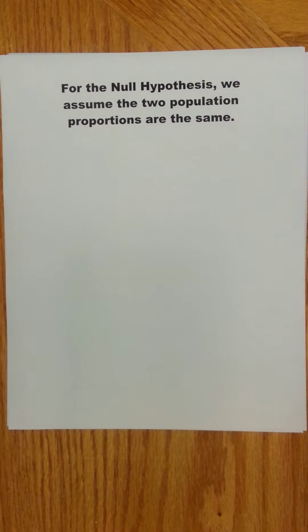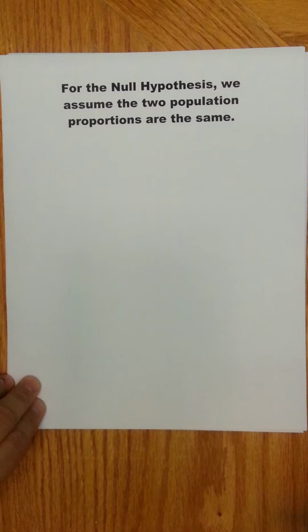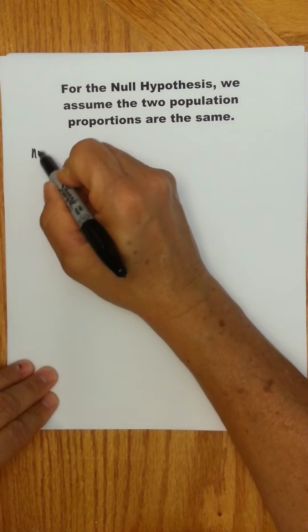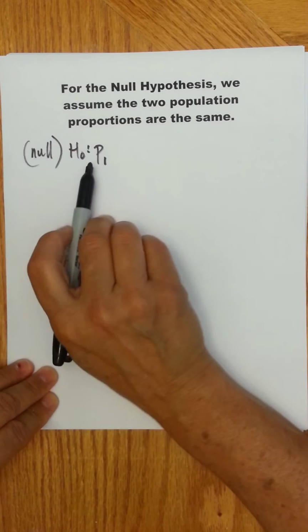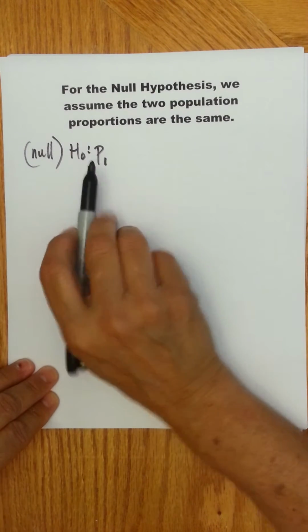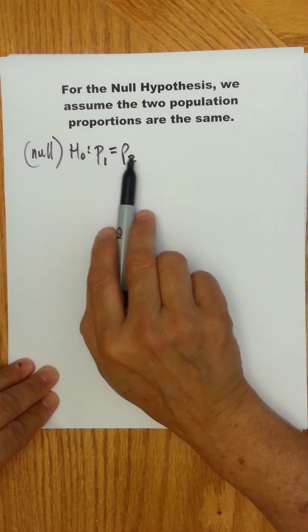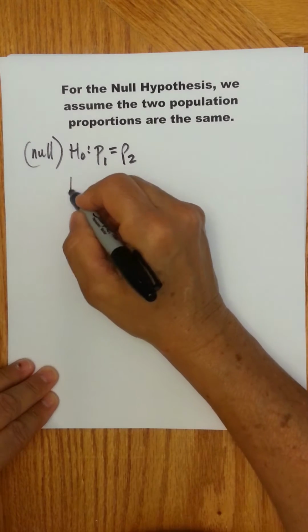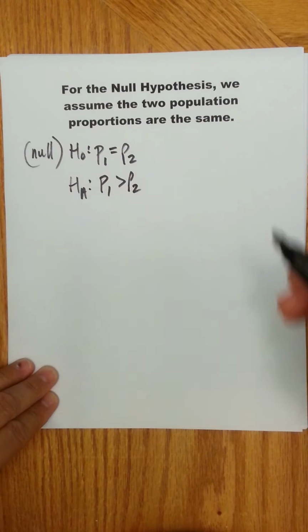Now, we assume when we're dealing with two populations, regardless of whether it's a yes-no trait or a numerical trait, that for the null, the two populations have the trait at the same rate. So in our case here, for the null, we assume the proportion of people in population 1 that have the trait is the same as the proportion of people from population 2 that have the trait. And so the alternative can be, perhaps, let's say, P1 is greater than P2, something like that.